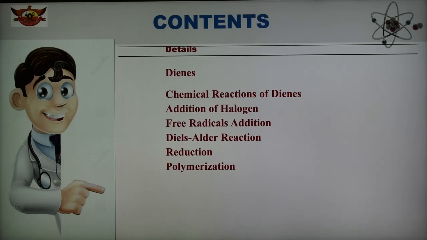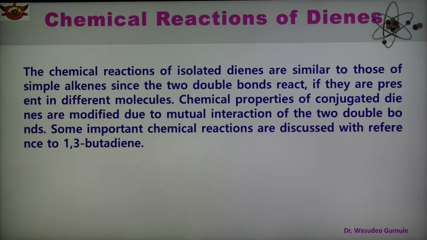As we know, the chemical reactions of isolated dienes are exactly similar to those of alkenes, because the two double bonds react independently, as if they were present in different molecules. However, in the chemical reactions of conjugated dienes, modified reactions occur due to mutual interaction of the two double bonds. Some of the important reactions of conjugated dienes we are discussing in today's part, with particular reference to 1,3-butadiene.